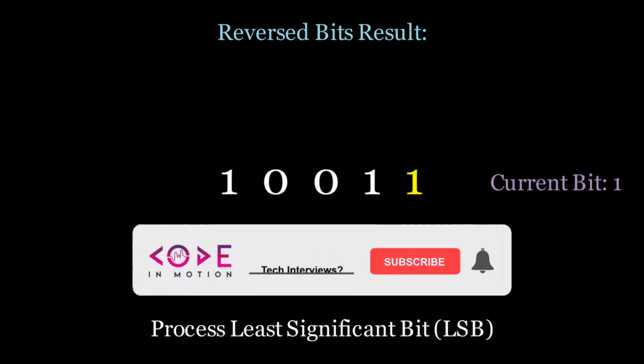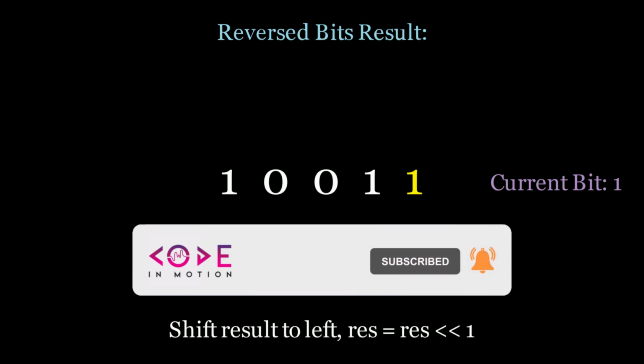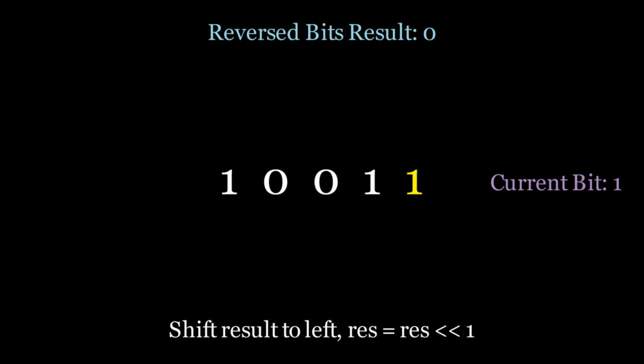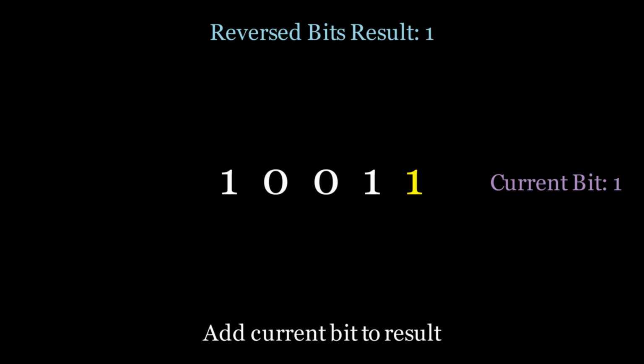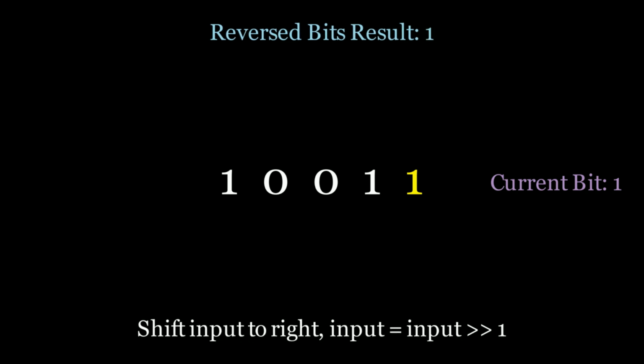So let's shift our result one to the left. And in this case, it's just going to be zero because this is the base case, the first time we're doing this. And now let's add our current bit to the result. So in this case, the current bit is one. Now we're going to add one to it. Now we're going to shift our input to the right by one because we already processed this least significant bit, the one that's highlighted. Now we want to look at the next bit. So let's shift our input to the right by one. And now we're left with 1001.